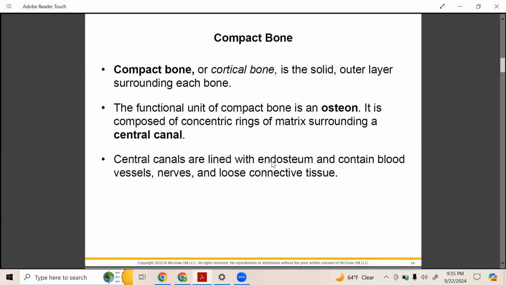When we speak of the functional unit of a bone, we're not talking about an osteocyte. The functional unit isn't the base cell. Our functional unit is what's known as an osteon. It's a group of those concentric rings or lamellae, and it surrounds this central canal. We'll go through a picture of this so that it's easier to visualize. Our central canals are lined with what's known as our endosteum, and this is where our blood vessels, nerves, and some loose connective tissue are maintained in our compact bone.